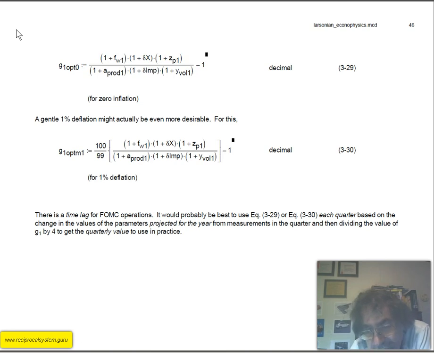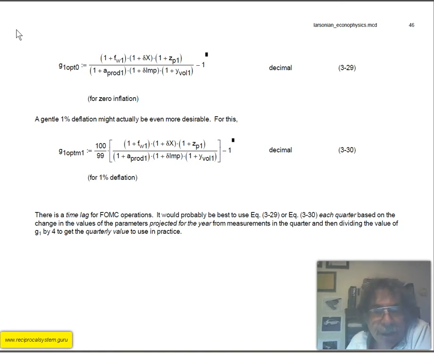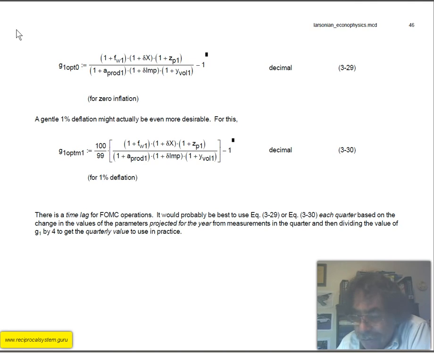Now keep in mind there's a time lag for FOMC operations. It would probably be best to use equation 320 and equation 330 each quarter based on the change in the values of the parameters projected for the year from measurements in the quarter, and then dividing the value of G1 by 4 to get the quarterly value to use in practice. Okay, so that's what I'm recommending. Just do it once a quarter.